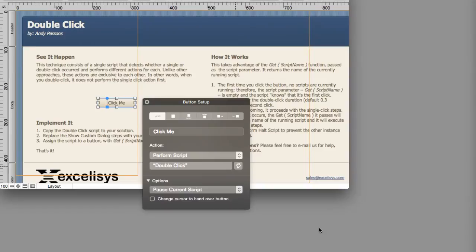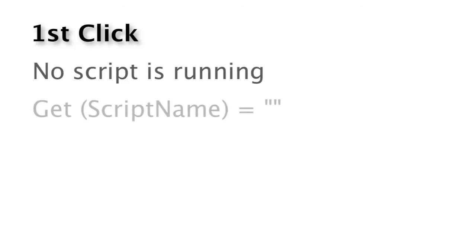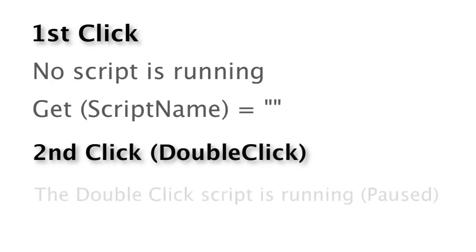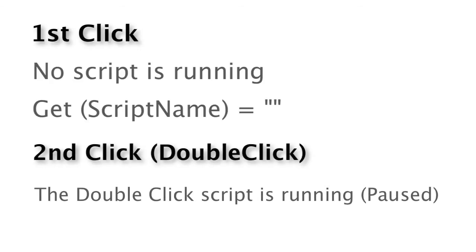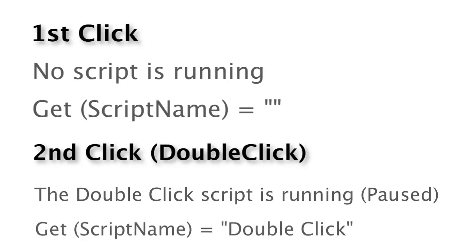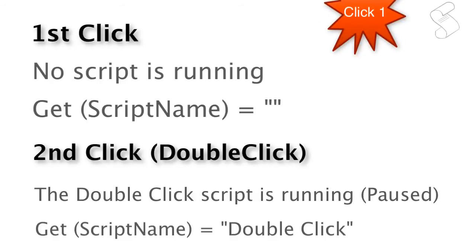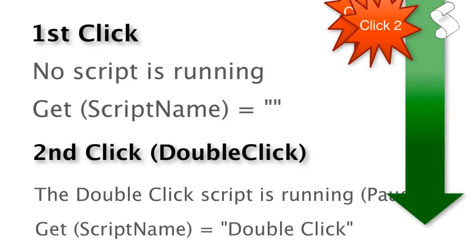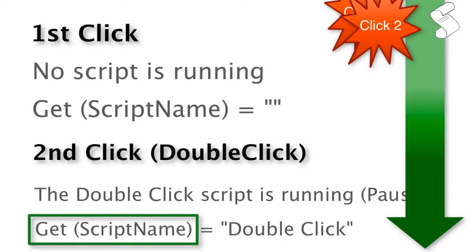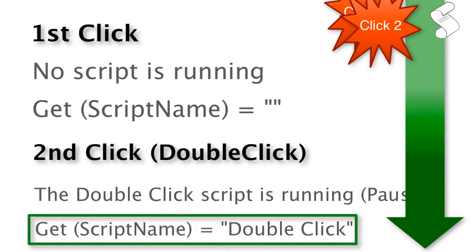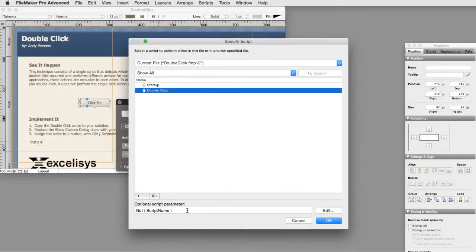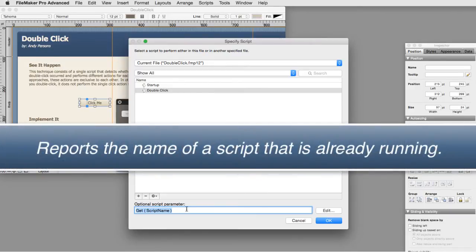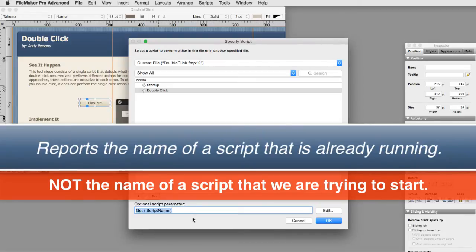The first time you click through, no script was actually executing at that time. So the script parameter that you actually pass the first time through is blank. There's nothing there. Get script name, and there's no script running, it's nothing. The second time you click the mouse, the double click script is already running, and it's at that 0.3 pause. Now keep in mind, this script is running on the first pass from the first click of the mouse on its own accord. And when you click the mouse that second time, for that double click, that script parameter that's part of that second click is going to use the get script name to capture the running script name. All this function does right here is report the name of a script that is already running. It's not going to report the name of a script that we are trying to start. That's super important here, and it's something to get really caught up in.